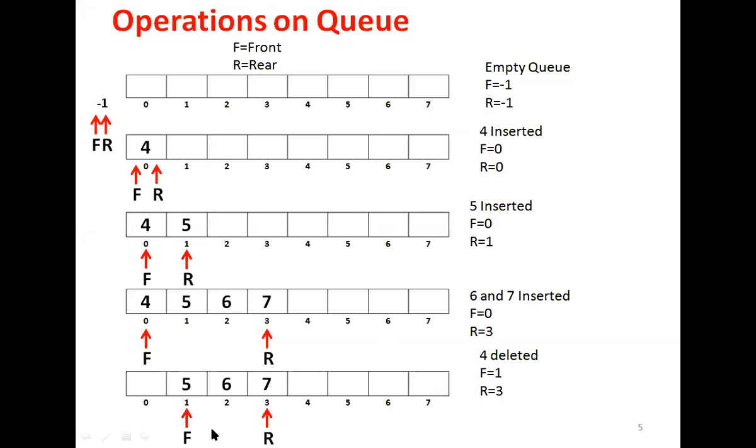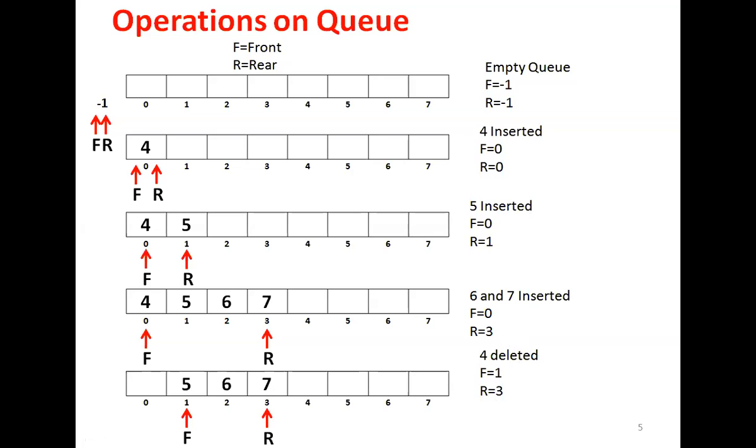Front will point to the index and the value at that index is 6. Right? Front is pointing to index 2, and the value at that index is 6. And rear is as it is, 3, pointing to index 3, and the value at this location is 7. Now suppose I am inserting 2 more data items.